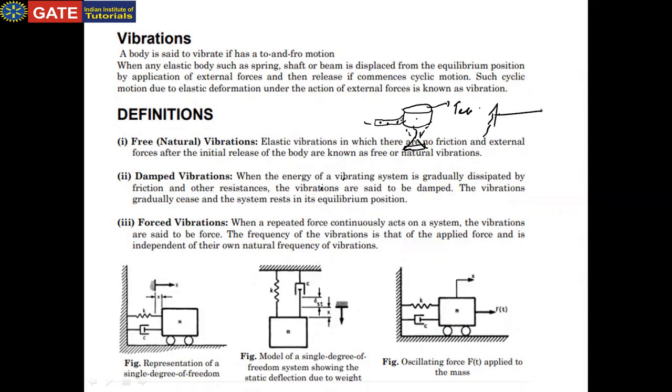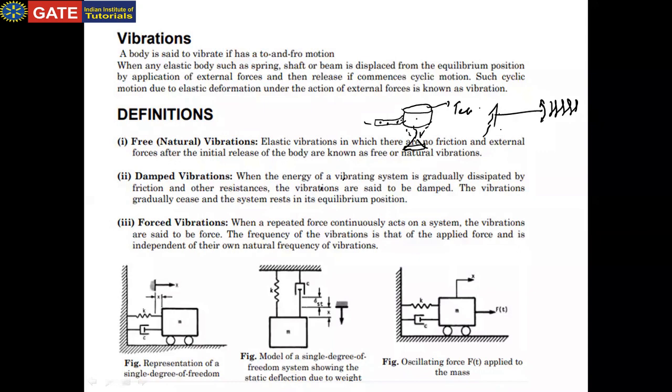Suppose this is one cantilever strip. You give a load at the free end of this cantilever and you immediately remove the load. So this strip will move in this way, a to and fro motion, and finally it will come back to its initial position. So again, there also you may get sound. Why? Because of this vibration. So it's a kind of motion.